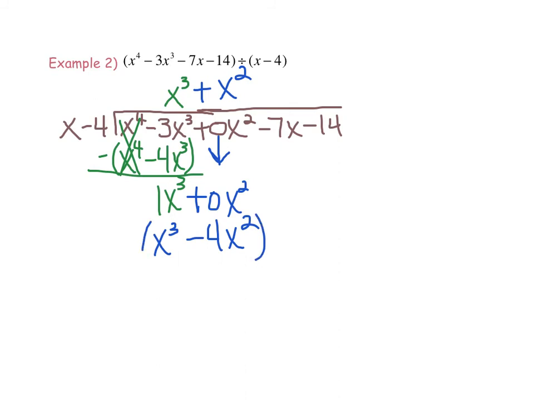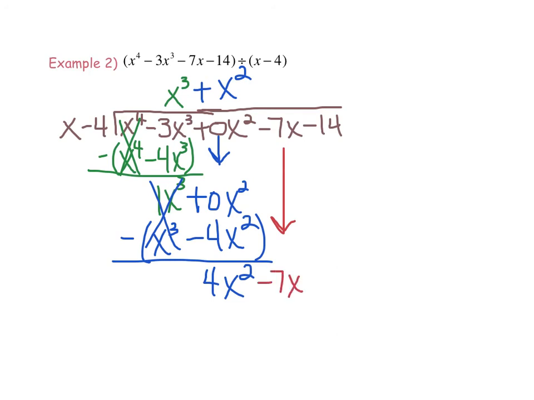Now I'm ready to subtract. So I have x to the third minus x to the third, and that's going to cancel out because that equals 0. And then I have 0x squared minus negative 4x squared, which is equal to positive 4x squared. So now I'm ready to bring down the next term, and that's going to be minus 7x. And I go back to the divisor, and I say x times what equals 4x squared. And that would be 4x.